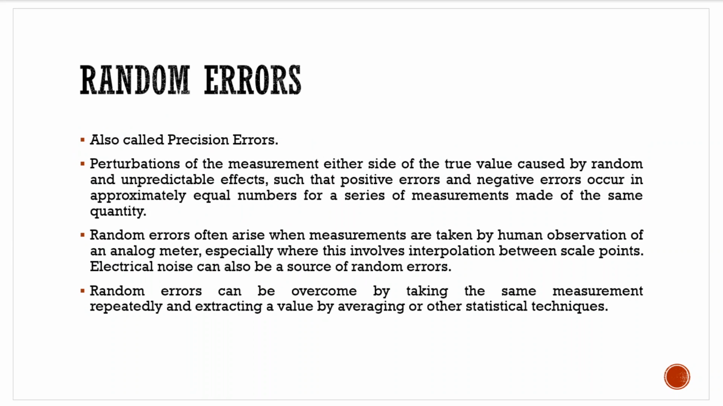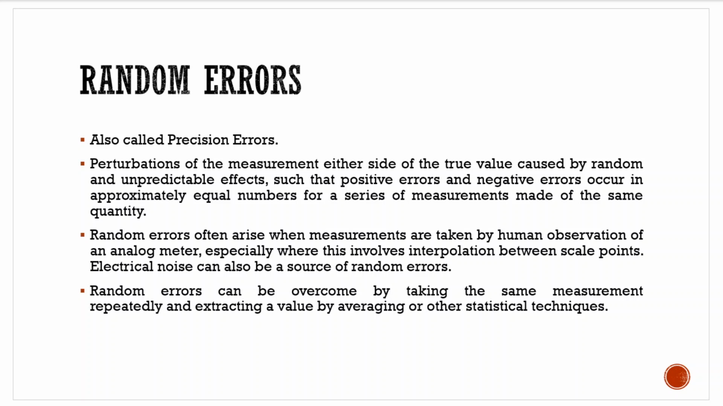The second type of error that is found in measuring devices is random errors. As suggested, random errors may be categorized into gross errors. They may be categorized into blunders. There may be some other undefined nature of errors that are also classified as random errors. So random errors are also known as precision errors.